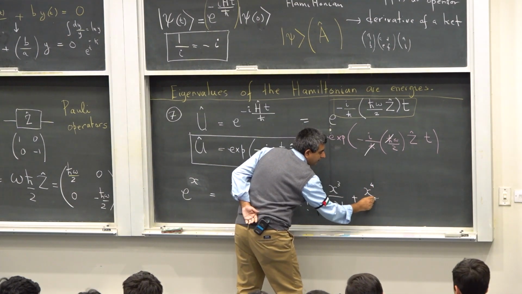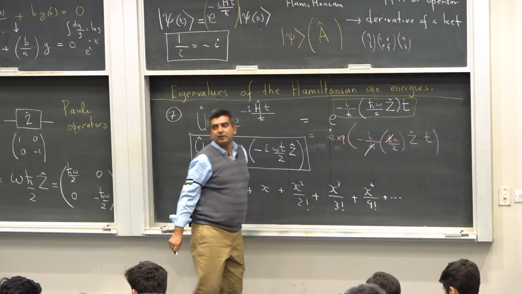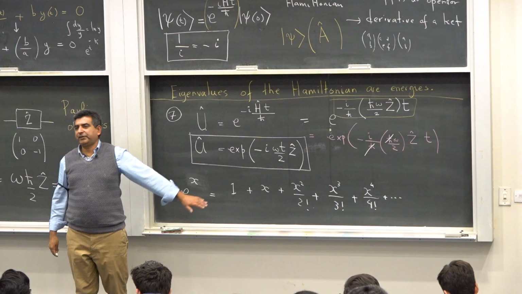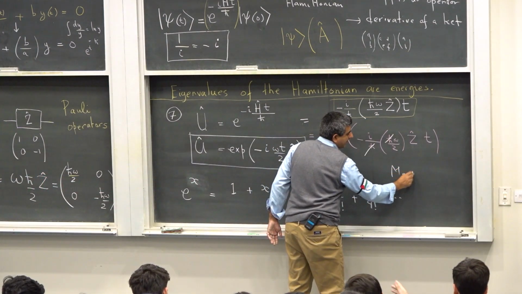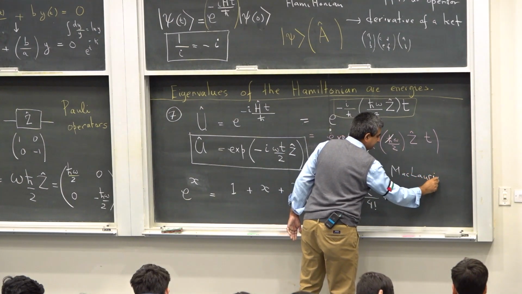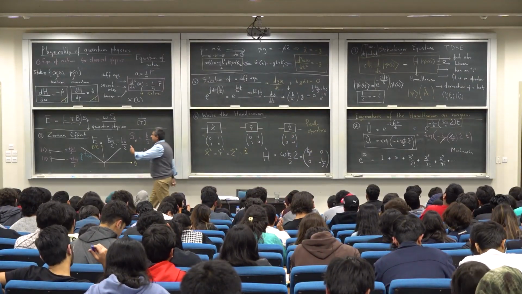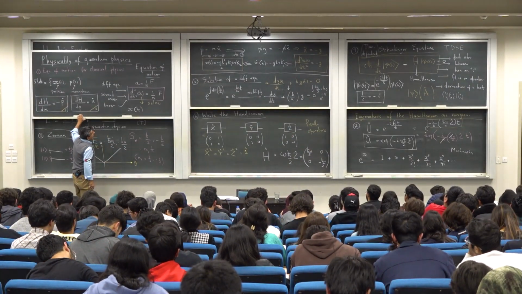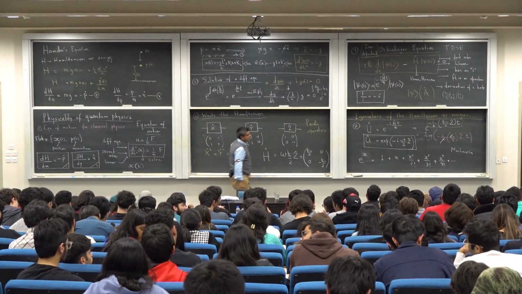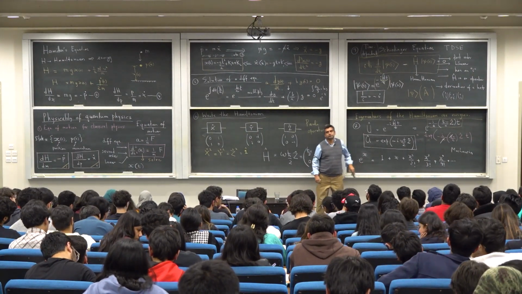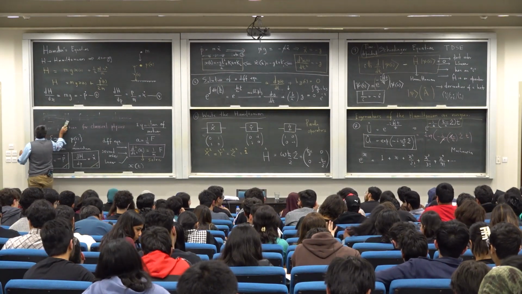Some books would write this as exponent of minus iota h bar omega over 2 Z t. So by the way, this h bar goes away, and this becomes exponent of minus iota omega t over 2 Z.